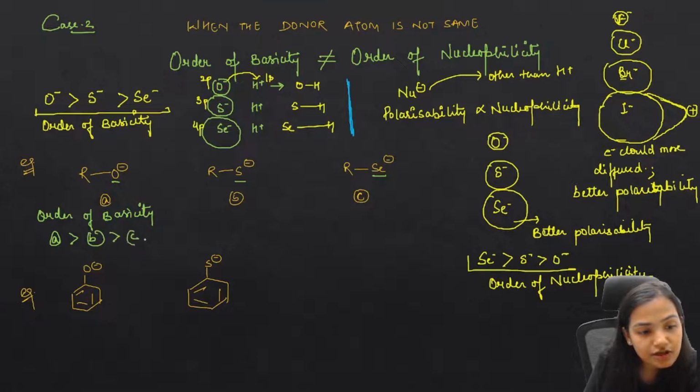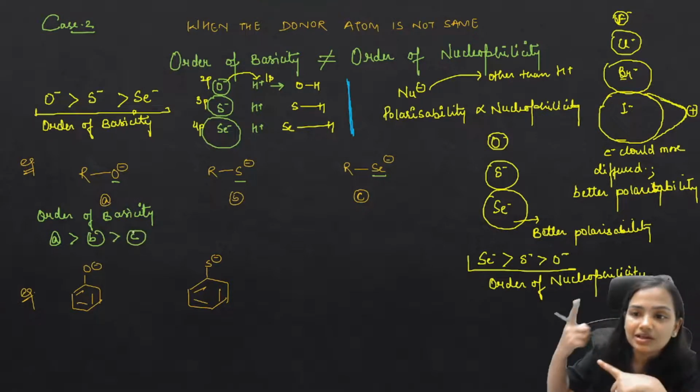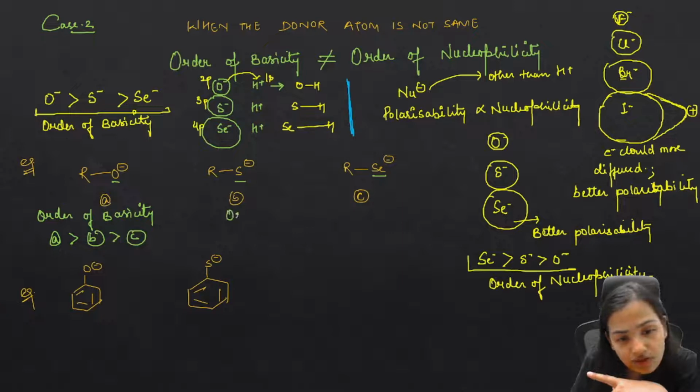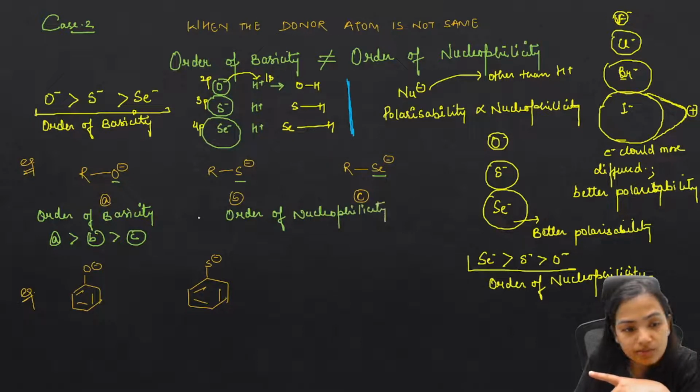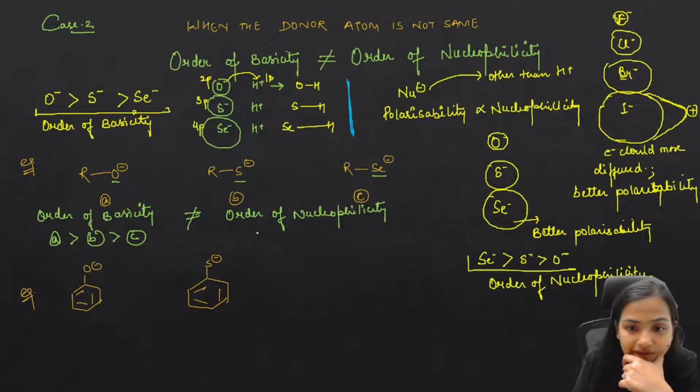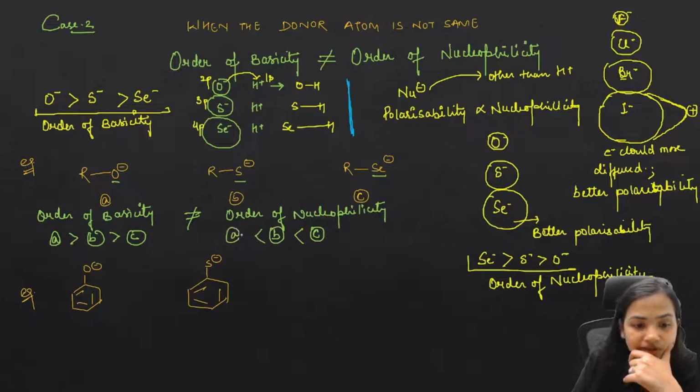If you know any of the answer, you can easily understand that the order of nucleophilicity is going to be the opposite. The order of nucleophilicity is going to be just opposite, it is not the same. So opposite means what? Here C is going to be a better nucleophile, then B, then A. Okay, just opposite.